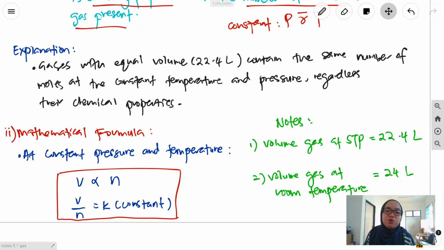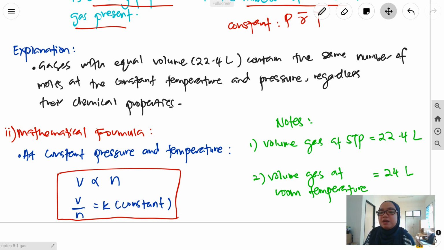For the mathematical formula, we know that at constant pressure and temperature, the volume is directly proportional to N. So V over N is equal to K, a constant. Note here that usually the question regarding Avogadro's law will ask you to find the volume of gas at STP or at room temperature. Know that the volume of gas at STP is 22.4 decimeter cube or liter, and the volume of gas at room temperature is 24 decimeter cube or 24 liter.